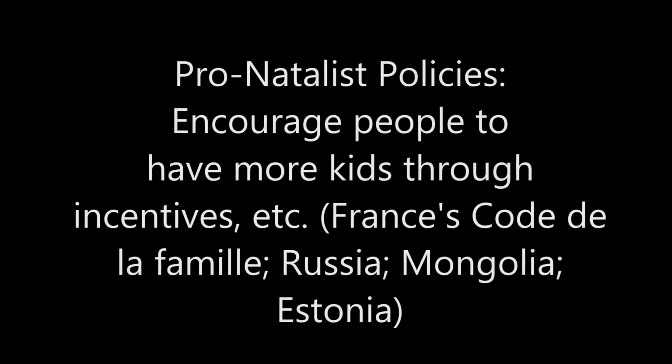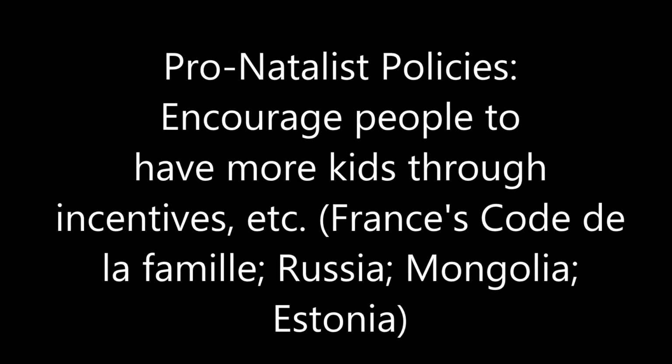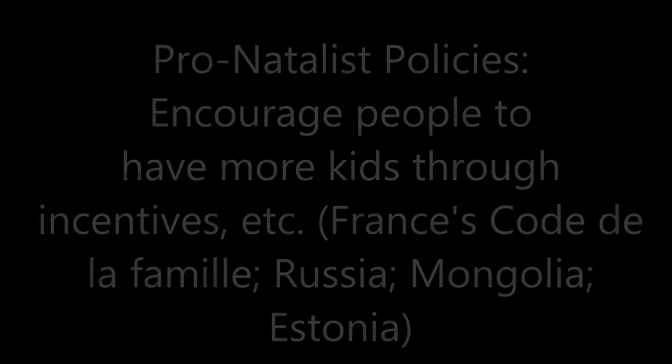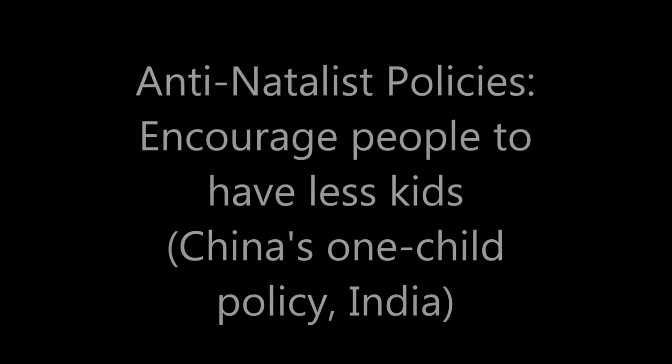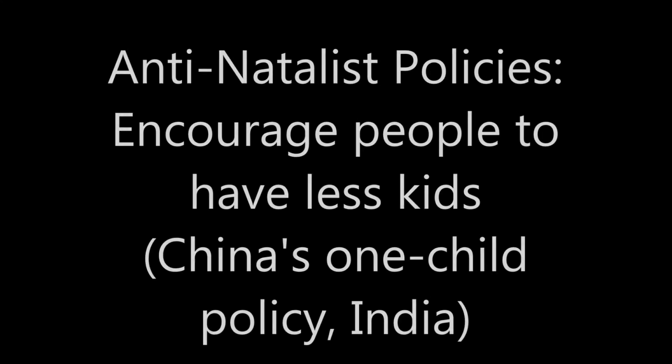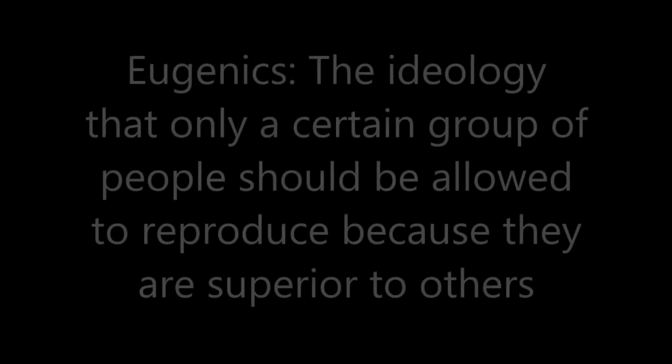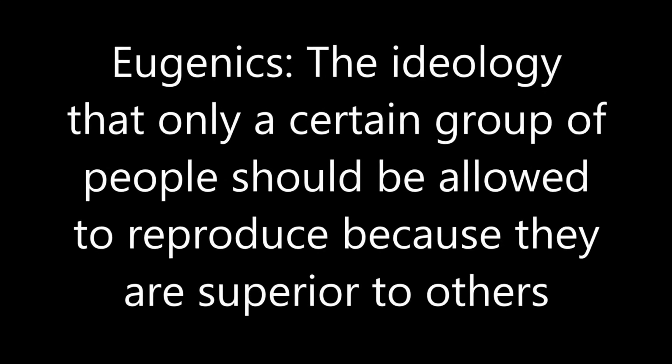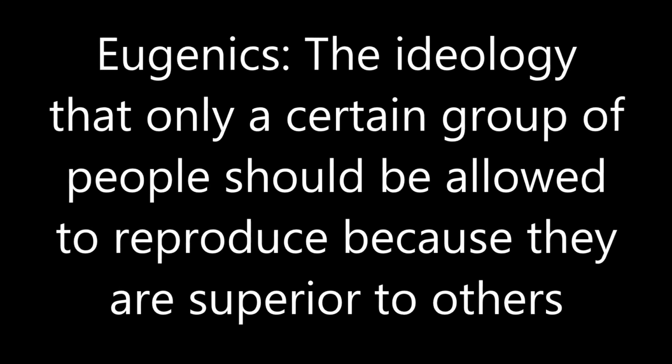Pro-natalist policies encourage people to have more kids through incentives, for example, France, Russia, Mongolia, and Estonia. Anti-natalist policies encourage people to have fewer kids, such as China and India. Eugenics is the ideology that only a certain group of people should be allowed to reproduce because they are superior to others.